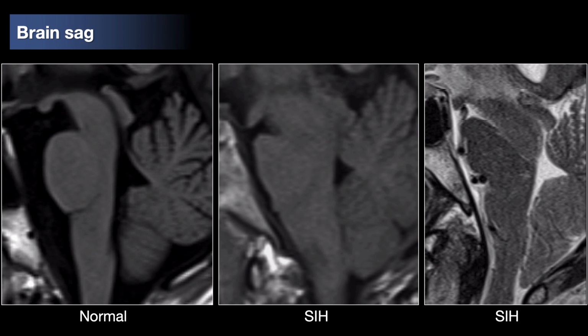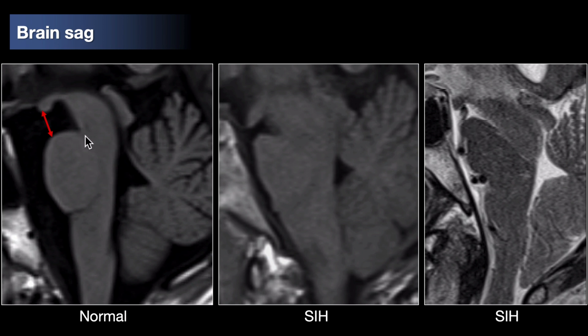If we draw a line from the mammillary body to the pons, this is known as the mammillopontine distance. That distance becomes narrowed in SIH as we get that brainstem anatomical distortion, drooping of the mammillary body closer to the pons.